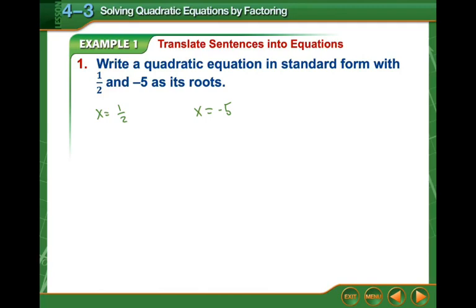So the left one we're going to multiply by 2 first to get rid of the fraction. So then we have 2x equal to 1, and then we're going to subtract 1 from both sides, because again, we want it equal to 0. So that's going to be 2x minus 1 equal to 0. And then the right one is just one step. We just have to add 5 to both sides. Fairly simple.